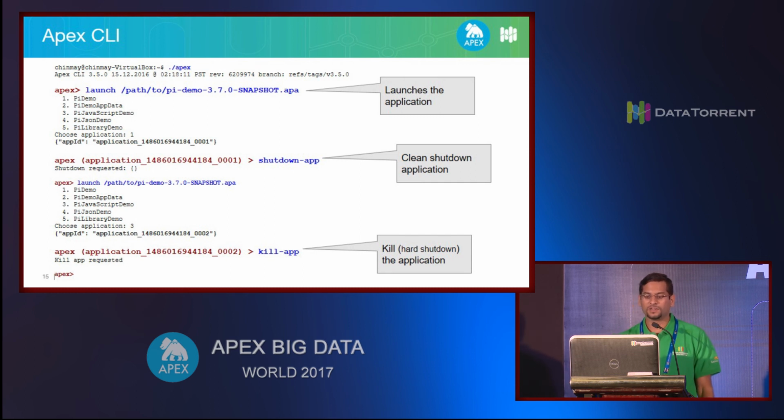The other, obviously, we have commands like shutdown-app, which shuts down the app gracefully. We also have kill-app. Sometimes there is a case where you don't want to shut down the app because you know that something has messed up. You just want to kill the app, you just want to throw that away. So just do a hard kill -9. That is where kill-app can be used.